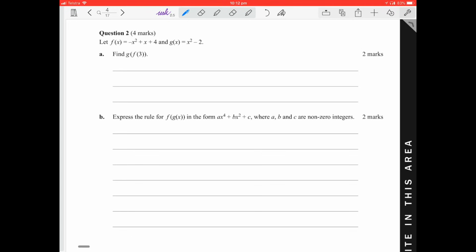Okay, I've got f of x is negative x squared plus x plus 4. g of x is x squared minus 2. I want to find f of 3 first, because I'm going to find g of f of 3. So f of 3 is negative 9 plus 3 plus 4, which is negative 2. So g of negative 2, because that's f of 3, is negative 2 squared minus 2, which is 2. All looks good to me.